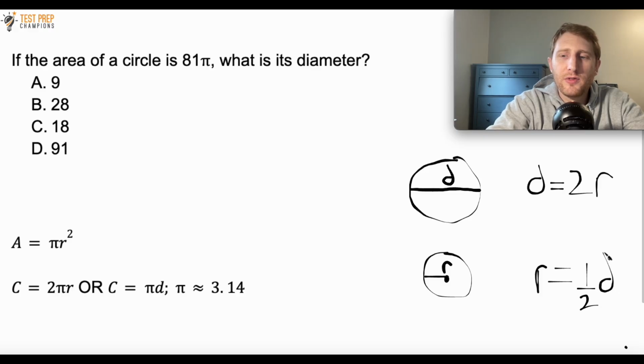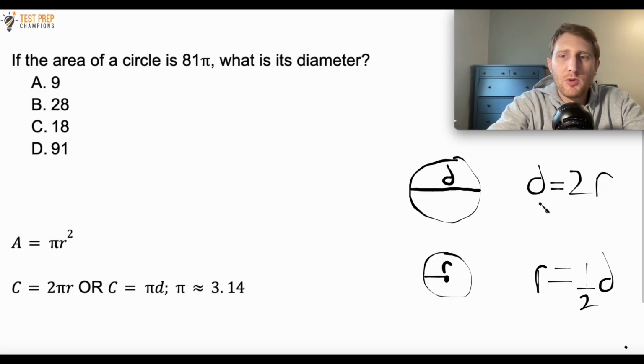So if you ever know the radius and you need to find the diameter, all you have to do is just double the radius and it gives you the diameter. Also, if you ever know the diameter and you have to find the radius, all you have to do is just cut that diameter in half and it gives you the radius.